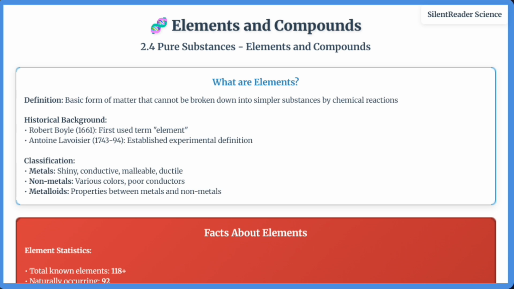There are over 100 elements known, with 92 occurring naturally. Most are solids, 11 are gases, and only 2 are liquids at room temperature, mercury and bromine. Compounds are substances composed of 2 or more elements chemically combined in fixed proportions, with properties completely different from their constituent elements.